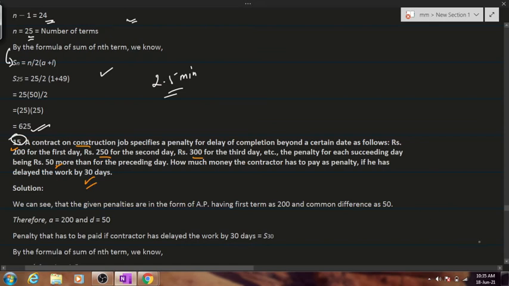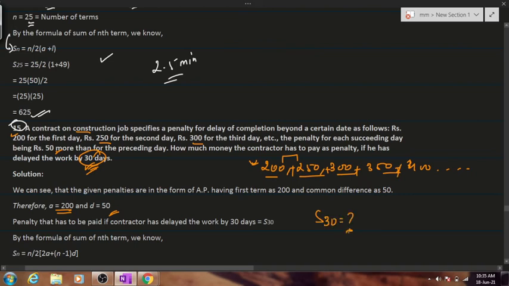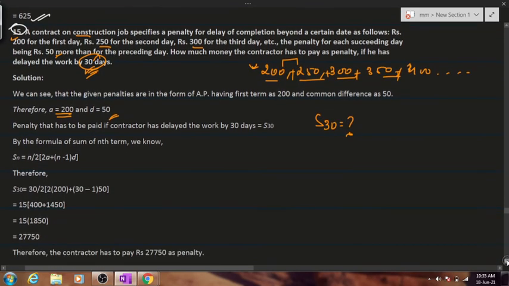I don't think this will be a big issue for you all, right? The penalty will be looking like this: 200, 250, 300, 350, 400. We forget about the penalty, we just think about the series. The AP is being formed over here, and obviously a is equal to 200 and the difference between these two remains 50, right? For 30 consecutive days, what will be the penalty? So S30 needs to be calculated, right? I don't think it's a difficult ask.